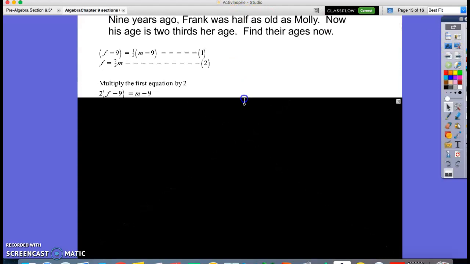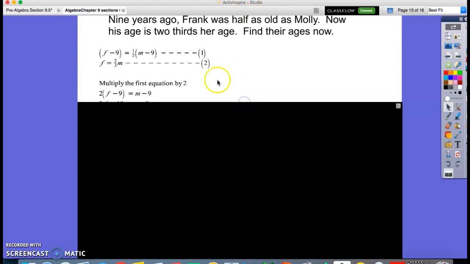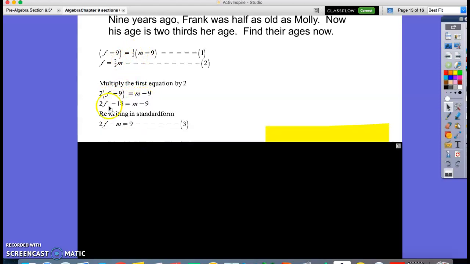So, these are the two equations. Now, I am going to multiply the first equation by 2 to get rid of the fraction. So 2 times F minus 9 equals M minus 9, or 2F minus 18 equals M minus 9. Rewriting in the standard form, I get 2F minus M equals 9.